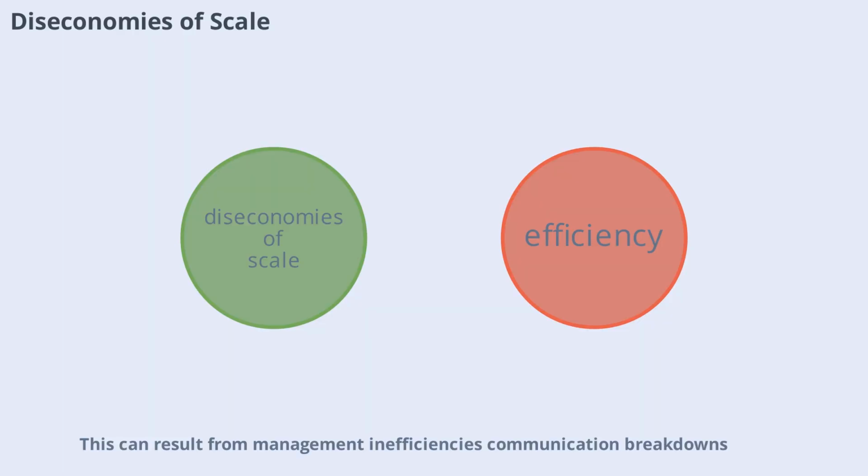This can result from management inefficiencies, communication breakdowns, or logistical challenges. Recognizing the point at which diseconomies set in is crucial for firms to maintain optimal size and efficiency.